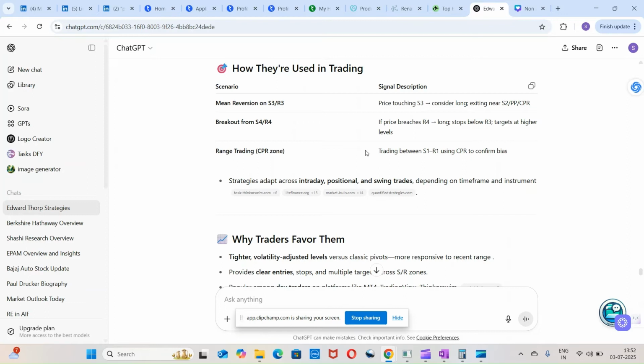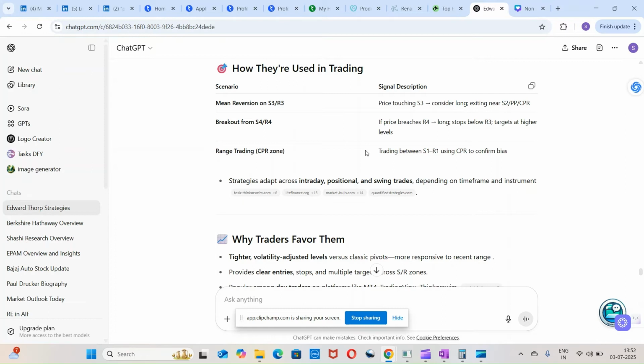When price touches R3 and resistance is faced there and a red candle is formed, then you can take a put position and exit at S3. Similarly, when price touches S3 and a green candle is formed indicating support, then you can take a long position or a call option and exit at R3. Breakout trades, other than mean reversion, you can use from S4 and R4. If the price breaches R4, then it's very strong momentum. We can take a long position there, put a stop loss below R3, and set targets at higher levels.